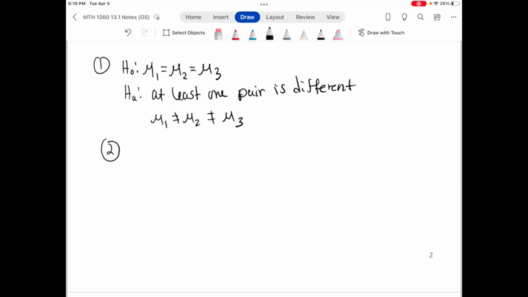So for step 2, we're going to write down that we're going to use the ANOVA process. So I need to find my test statistic for my F, and I need to find my p-value. I also need to find, for step 3, my F critical so I can draw my graph and find my rejection region. So I need to find these 3 things. First, we're going to use the calculator to find our test statistic and our p-value.